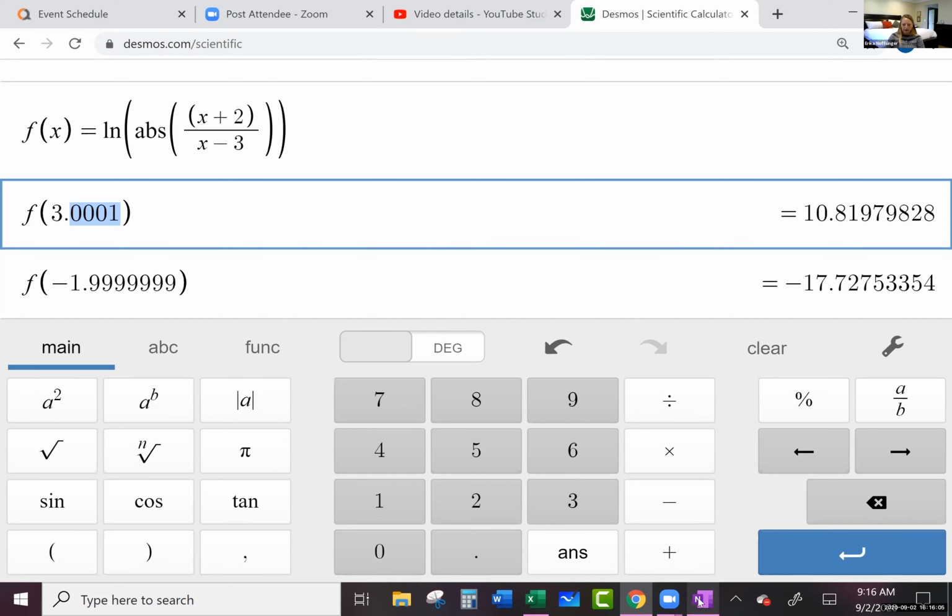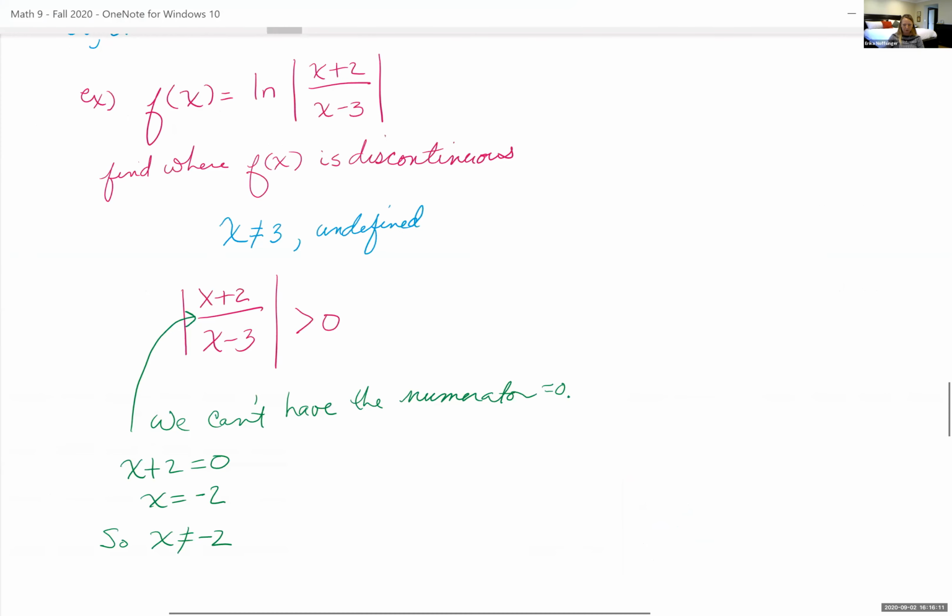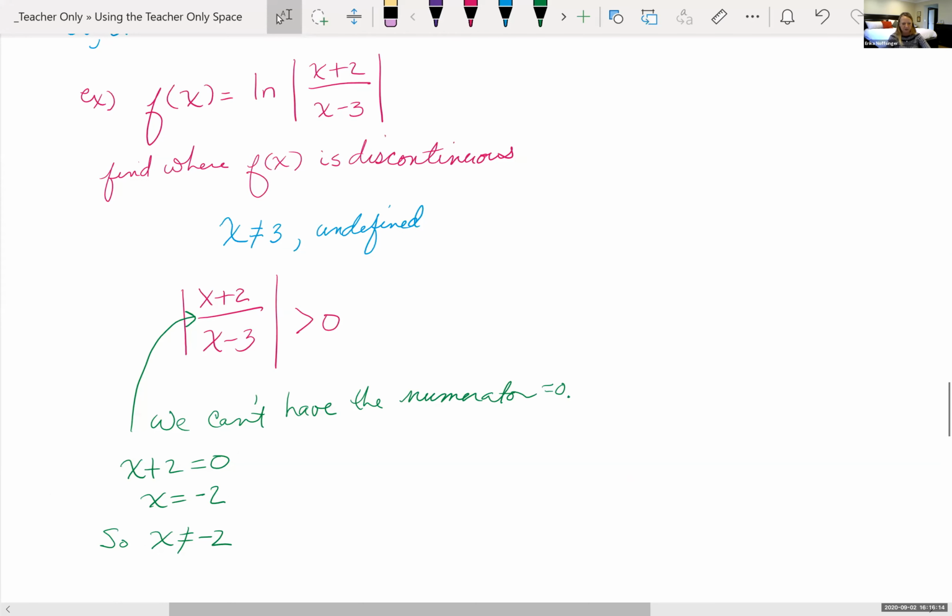So let's look at a couple applications of continuity, and then we may jump into average rate of change and instantaneous rate of change. So next, a really huge topic in calculus, which will be derivatives.